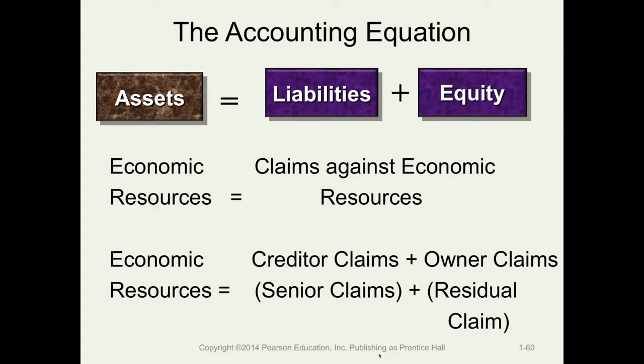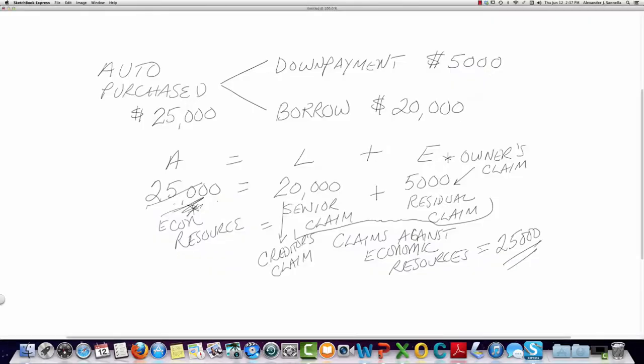So going back to our automobile illustration, if the auto was only worth $20,000 at the end of a year and you couldn't pay for the bank loan, you sell the car for $20,000, and you have to pay off the bank first. They have the senior claim. Your claim is going to be unsatisfied because you're not going to be able to collect more than $20,000. So that's why we say the senior claim is coming from the creditor side. Those are the senior claims against the assets.